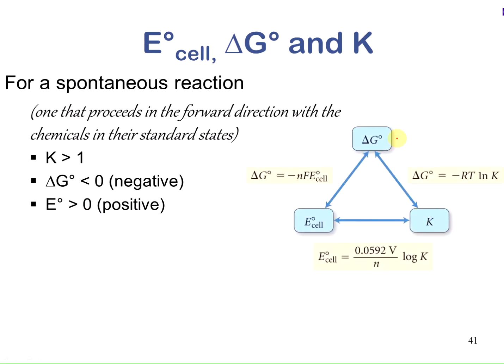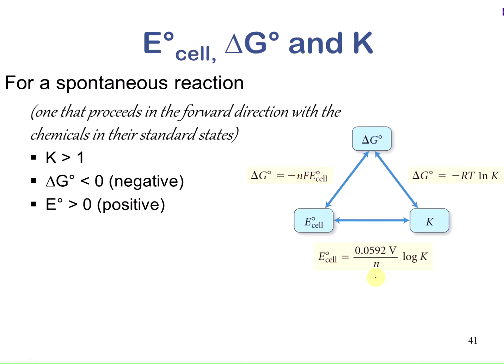So this little triangle here helps us to relate the cell potential, the delta G, and the equilibrium constant. And these equations here allow us to interconvert between the different values. So the delta G naught of a system is equal to negative n F times the E cell, where n is the number of electrons transferred, and F is Faraday's constant.